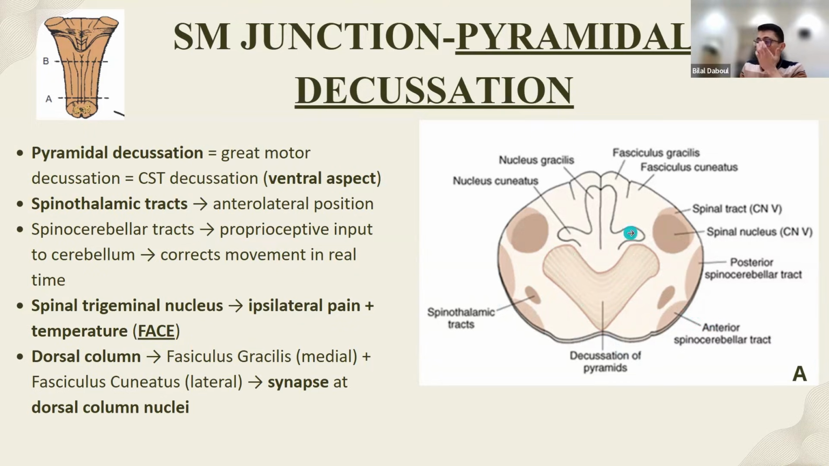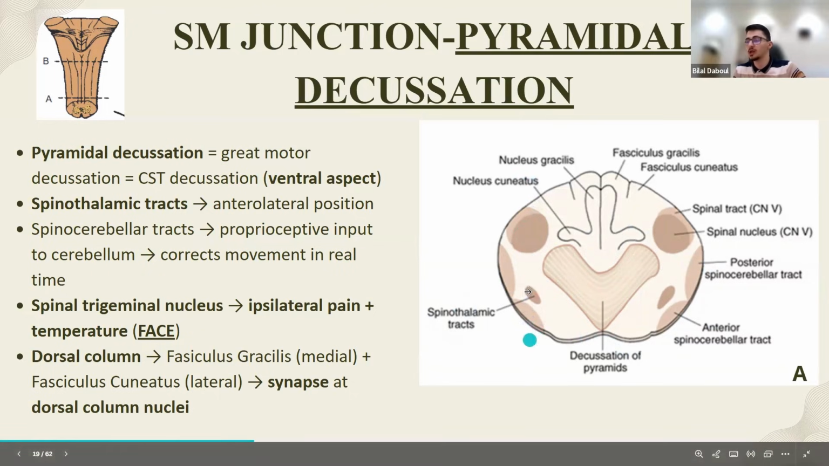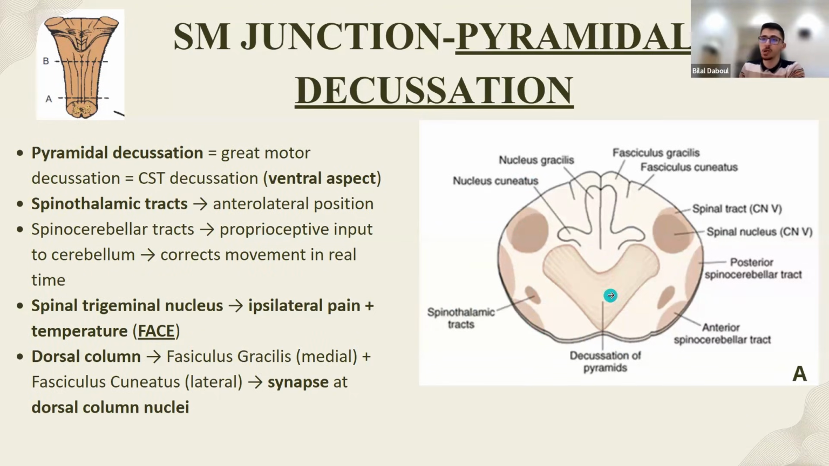Now, if you look at this section, we see anteriorly the spinothalamic tracts. Even if you compare this to the spinal cord, they sit within the anterolateral aspect of the spinal cord. Again, they carry pain and temperature from the contralateral body. So in this case, if I damage the lateral caudal medulla, I would expect contralateral loss of body pain and temperature.